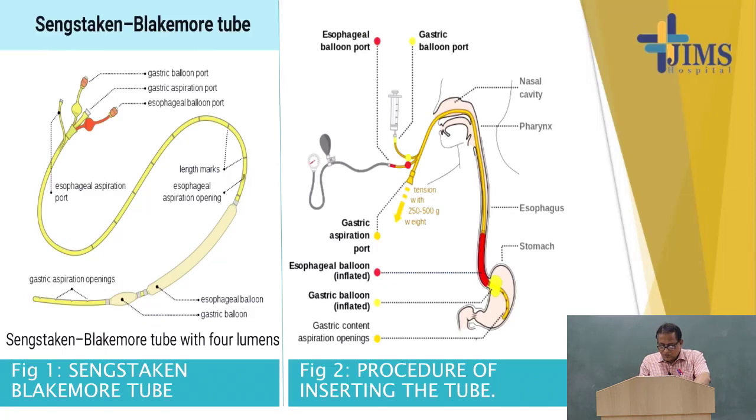Now I can show you, this is the Sengstaken-Blakemore tube. You see this tube has got the gastric balloon and the esophageal balloon. This tube is introduced through the mouth, and this gastric balloon is put in the gastric cardia, and the other is in the esophagus and is dilated. This is the procedure of how the tube is introduced.